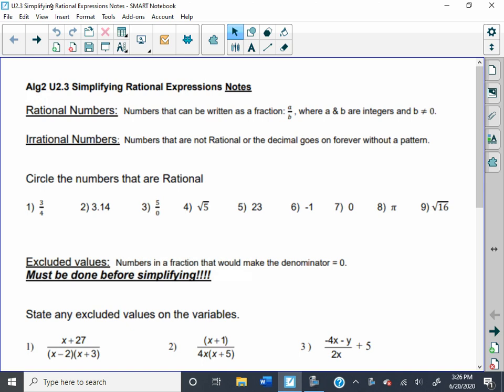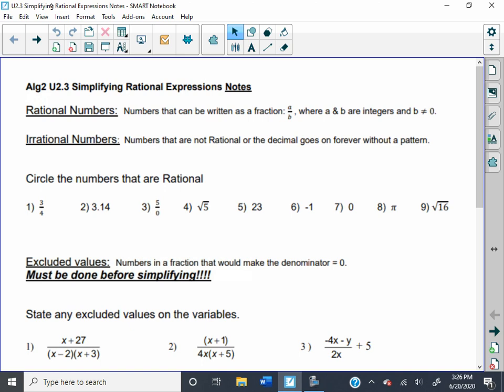So rational numbers are any number that can be turned into a fraction, a over b. A and b have to be integers, so 1, 2, 3, or negative 1, negative 2, negative 3. A can be 0, but b cannot be 0. And that's, again, you can't divide by 0. If you remember from slope from Unit 1, you can't divide by 0.